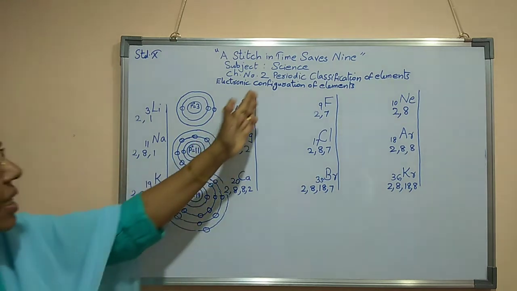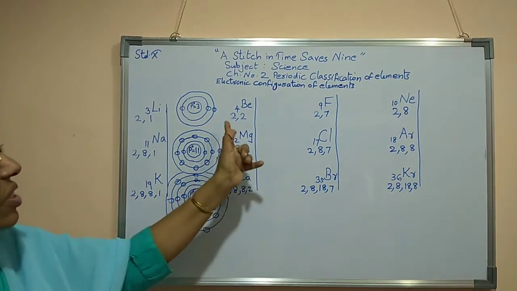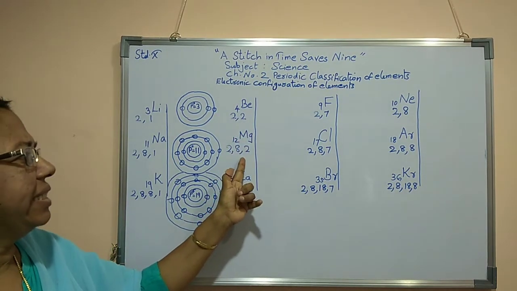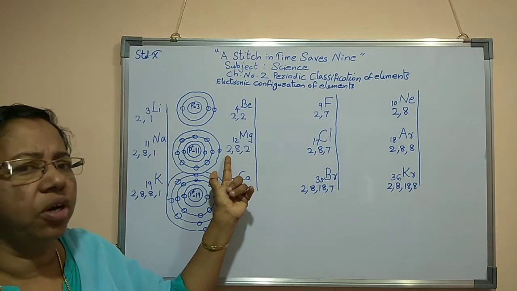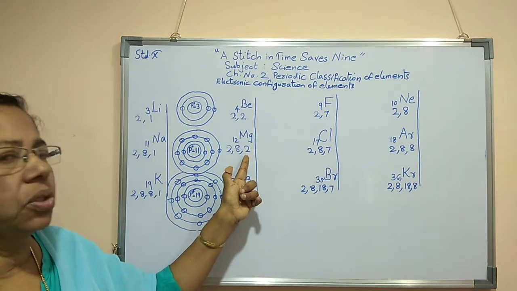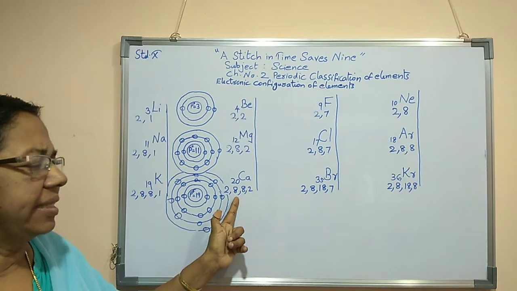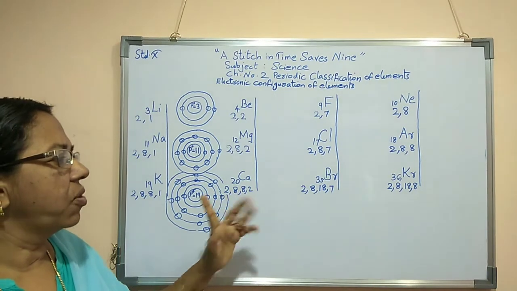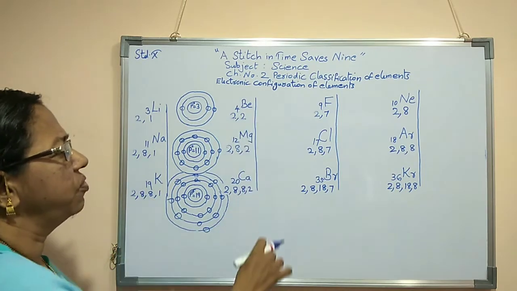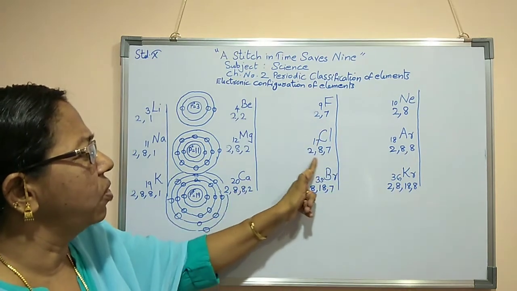Now similarly for these elements, you can make the electronic configuration. Magnesium has 2 electrons in the first orbit, 8 electrons in the second orbit, and the third orbit has 2 electrons. Then calcium has 2 electrons in the first orbit, the second has 8, the third has 8, the fourth has 2. In that way, you can draw the electronic configuration of all these elements. Here all the elements' electronic configurations I have written.